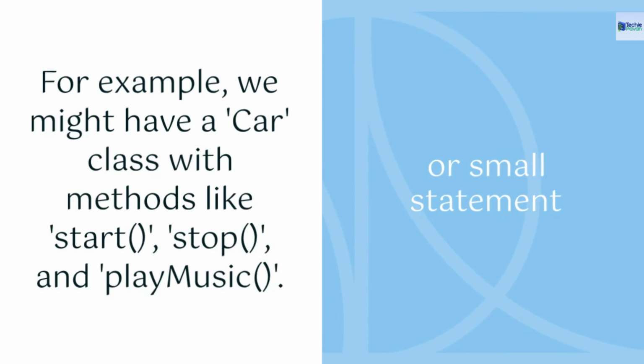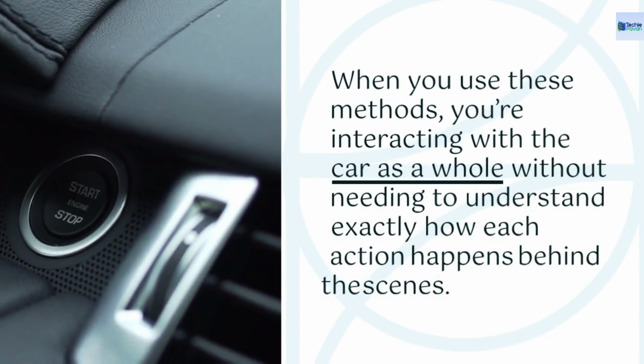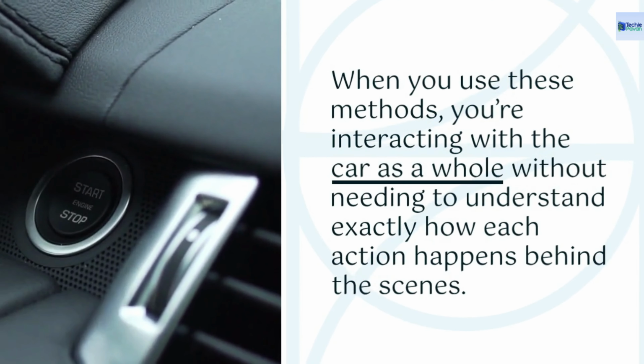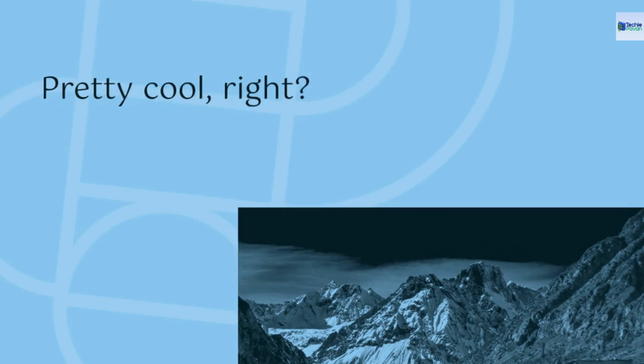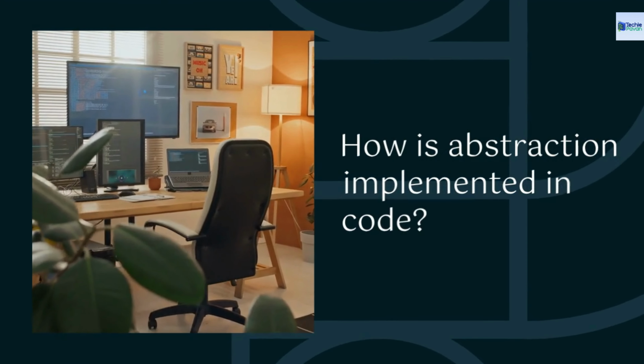In programming, abstraction means creating classes and methods that allow us to perform actions without knowing all the technical details behind them. For example, we might have a car class with methods like start, stop, and play music. When you use these methods, you're interacting with the car as a whole without needing to understand exactly how each action happens behind the scenes. Pretty cool, right?